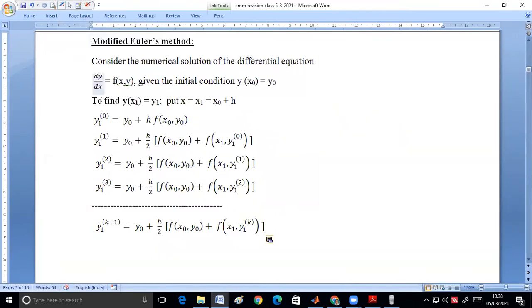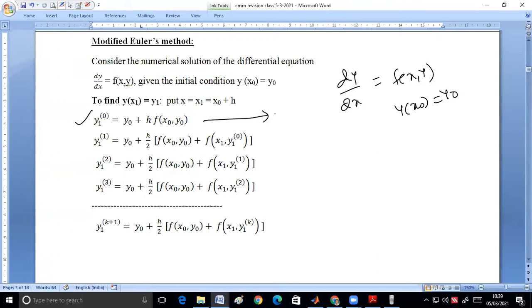Suppose a differential equation is given like this, dy by dx, like our Euler's method. But actually Euler's method is not a good method. We will get more error with the actual value. For this purpose, we will modify our Euler's method. Now I am not explaining the derivation of the modified Euler's method. I will just explain how to apply it. Same procedure, initial value problem. Now first find y1. This is nothing but Euler's method.